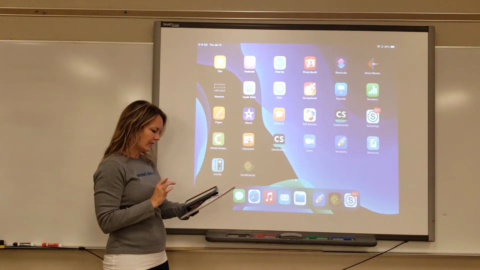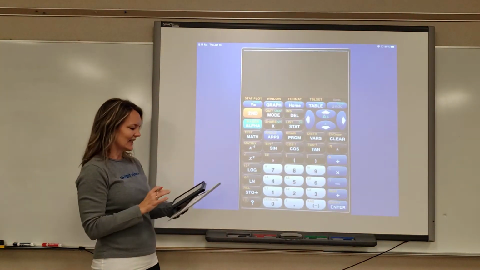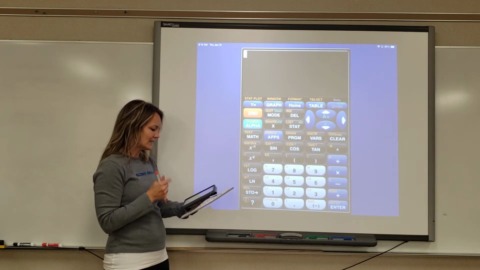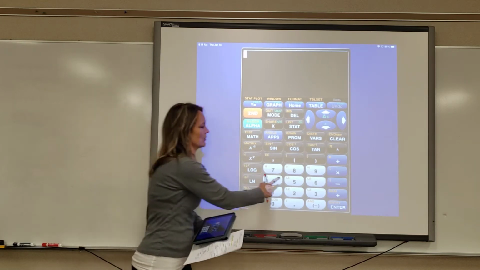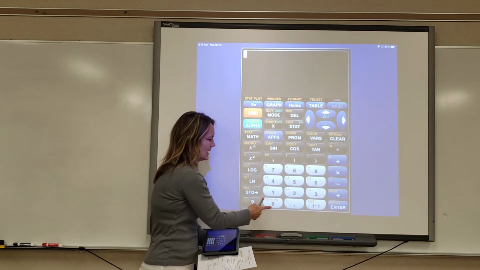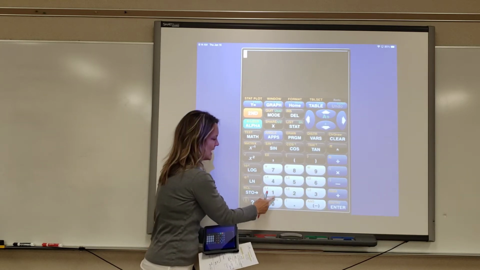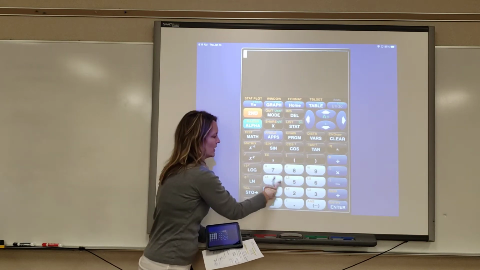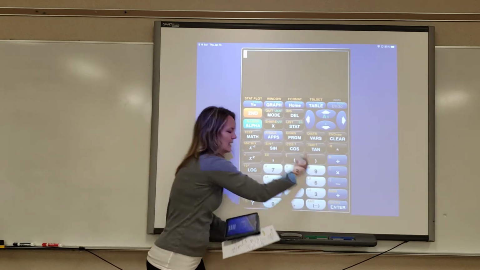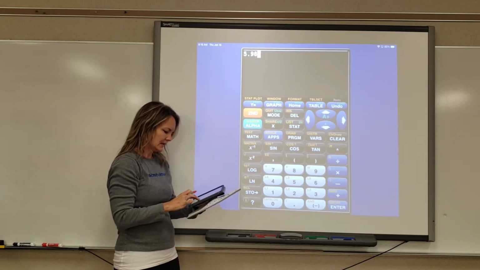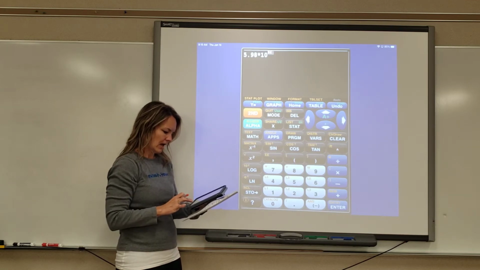This won't look exactly like your calculator, but it'll do. So let's say we want to store the mass of the Earth. I'm going to type in 5.98 times 10 caret to the 24th power, and then I'm going to hit enter.